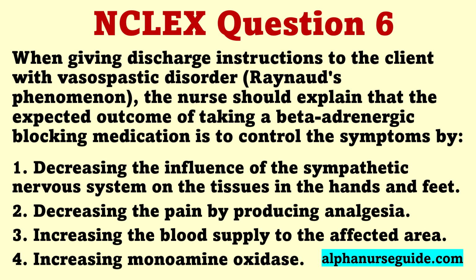The correct answer is 1. Beta-adrenergic medications block the beta-adrenergic receptors. Therefore, the expected outcome of the medication is to decrease the influence of the sympathetic nervous system on the blood vessels in the hands. Beta-adrenergic blockers have no analgesic effects. Increasing blood supply to the affected area is an indirect effect of beta-adrenergic blockers. They do not increase monoamine oxidase, which does not play a role in Raynaud's disease.